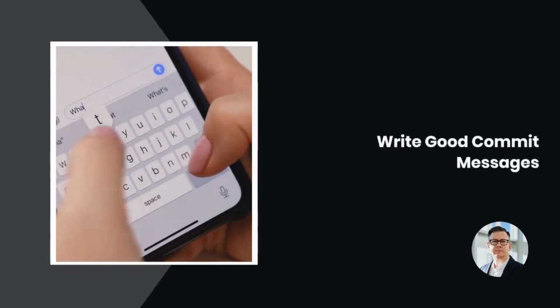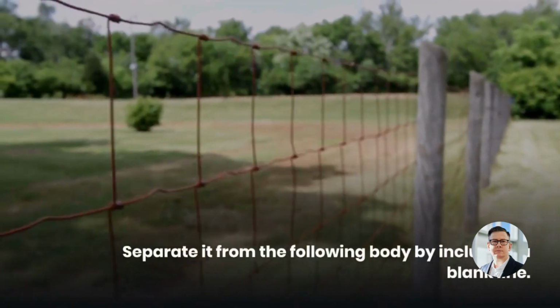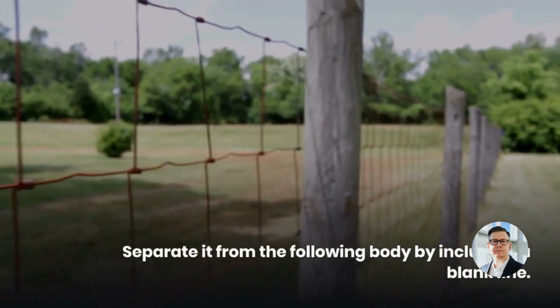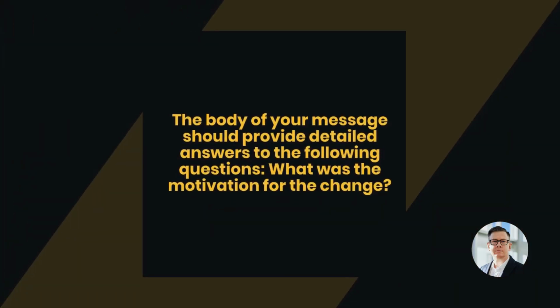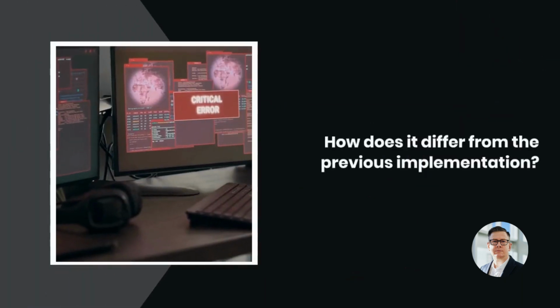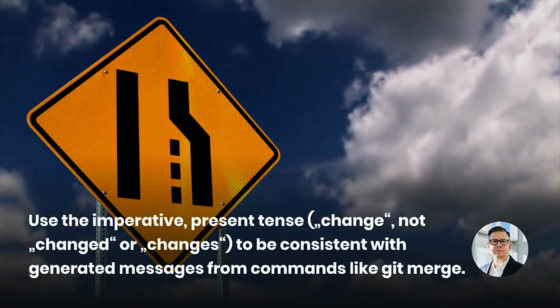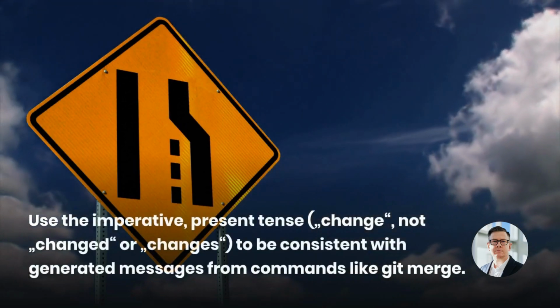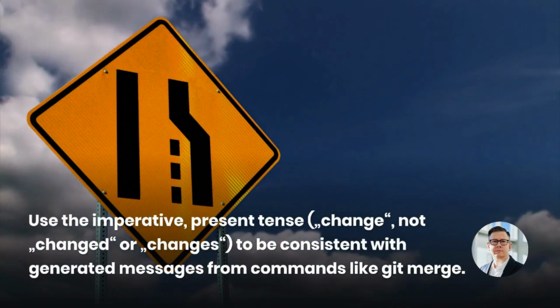Write good commit messages. Begin your message with a summary of your changes, up to 50 characters as a guideline. Separate it from the following body by including a blank line. The body of your message should provide detailed answers to the following questions. What was the motivation for the change? How does it differ from the previous implementation? Use the imperative, present tense, "change," not "changed" or "changes," to be consistent with generated messages from commands like git merge.